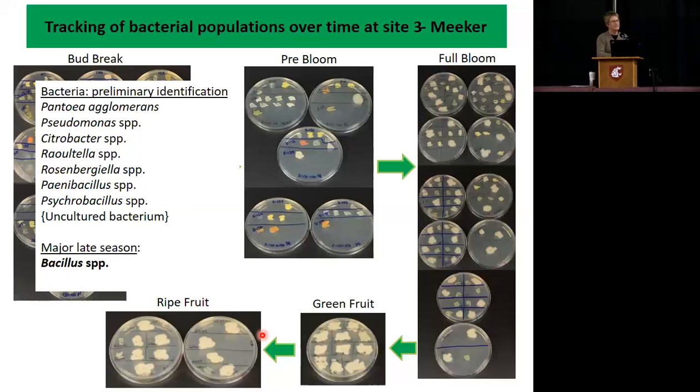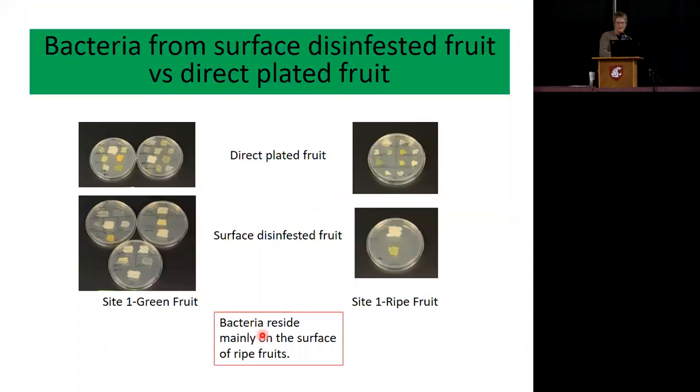Now, the question is, are these organisms inside or outside the fruit? So here we surface disinfested the fruit, and we compared the bacteria that we got from those versus direct plated fruit. On direct plated fruit, we see a fair number of different organisms from these samples. When we surface disinfest, generally the populations are down, but not completely wiped out.